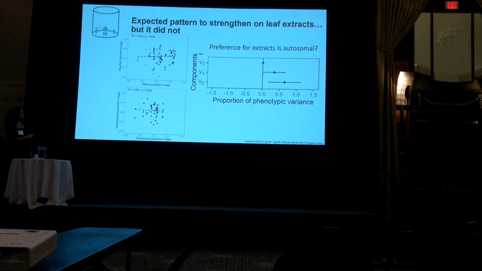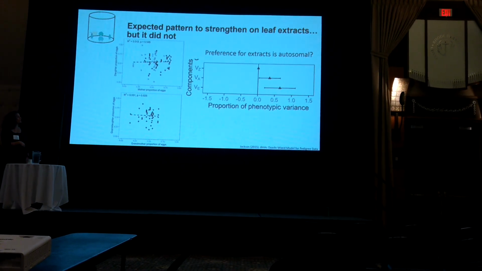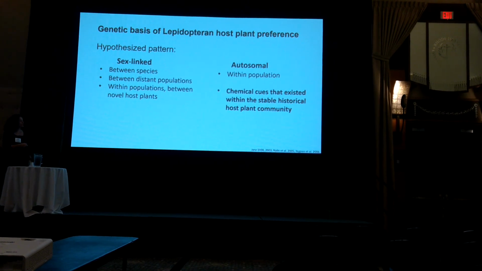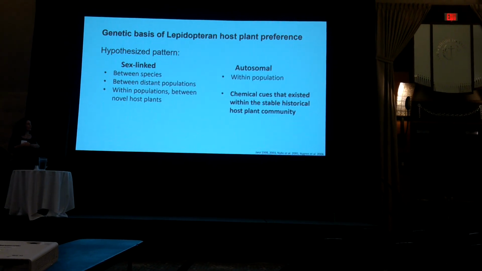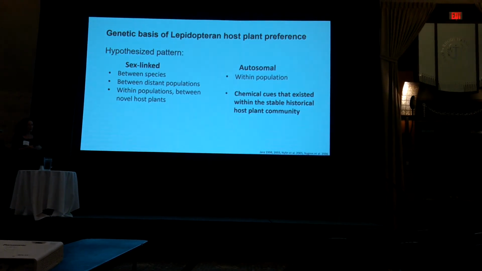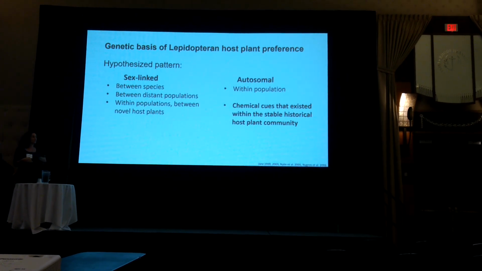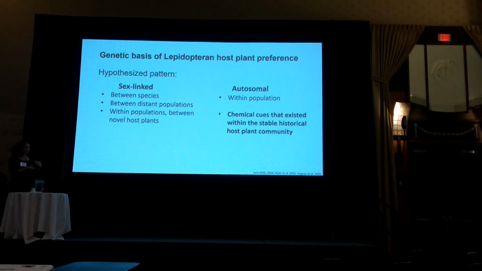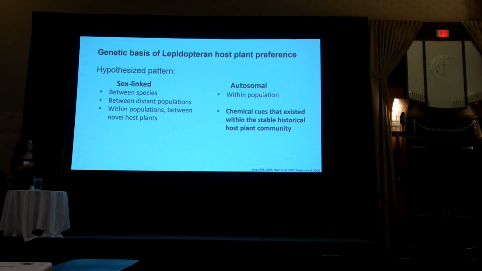And when we look at our dyadic mixed model, it's pulling out autosomal variance that is associated with preference for extracts. So this is suggesting that the extracts do not have the same genetic basis as the response to whole plants. One reason that may be is that these chemical cues exist to different degrees in many of the host plants that are available to these butterflies. And so these may be chemical cues that resemble the within-population variants that we originally expected.